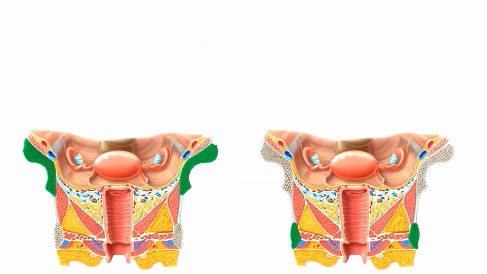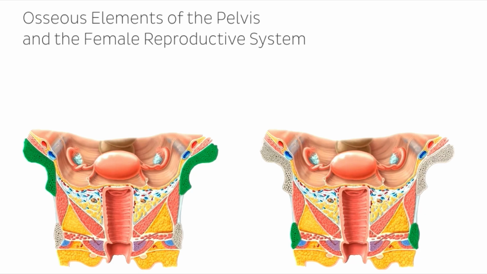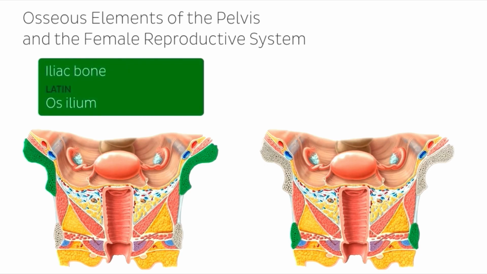So as is the case when we're identifying elements in a single image, we're going to begin by starting with the bones or the osseous elements of the pelvis and reproductive system. And in this image on the left, we can see the iliac bone highlighted in green. And the uterus, as we can see, is clearly level with the iliac bone. And in general, the uterus is located within the pelvic cavity, the body cavity which is bounded by the bones of the pelvis.